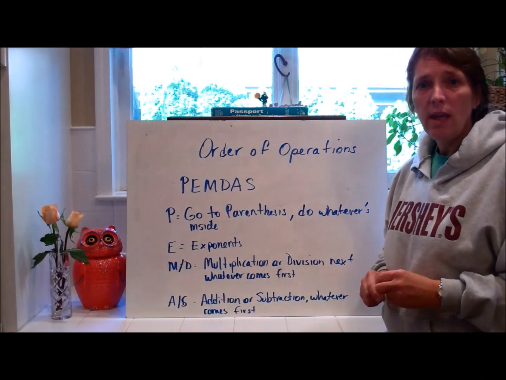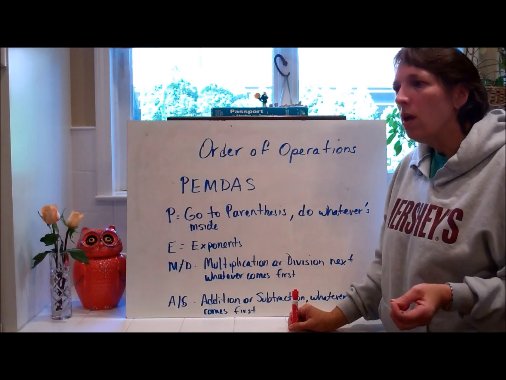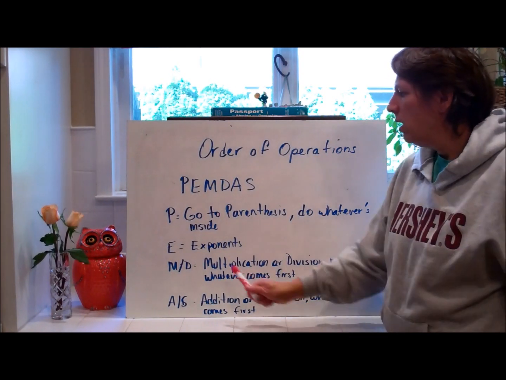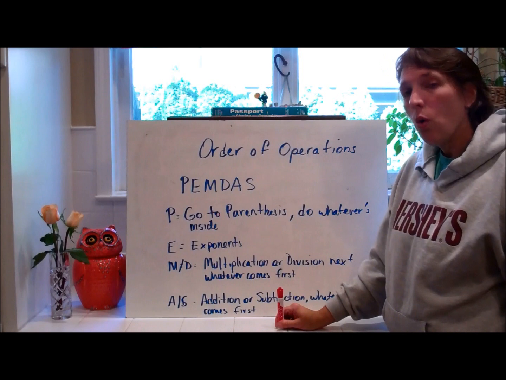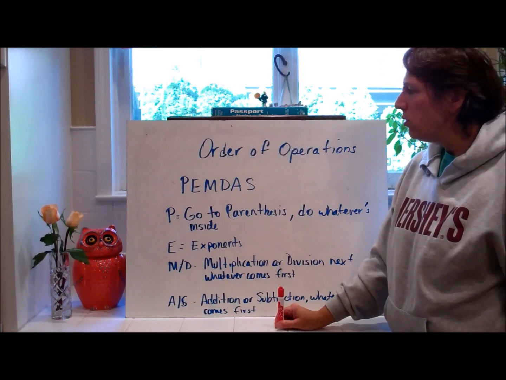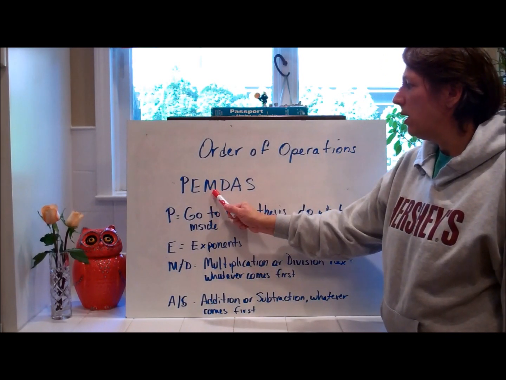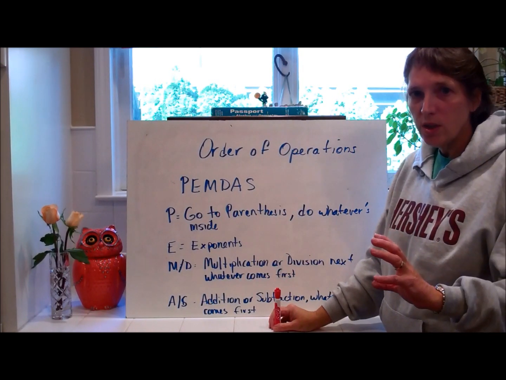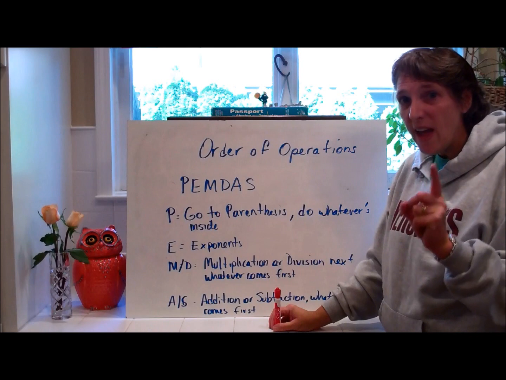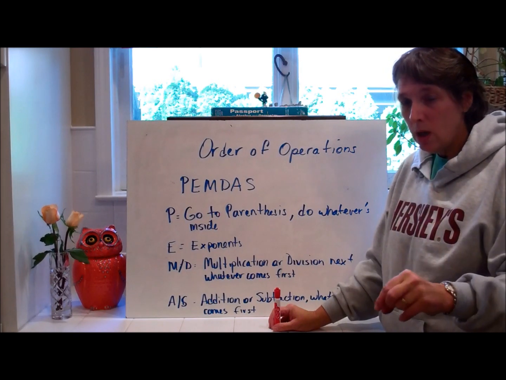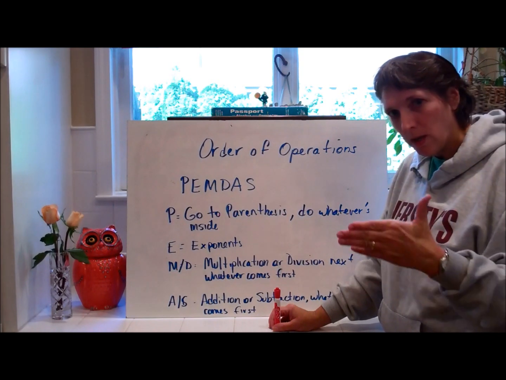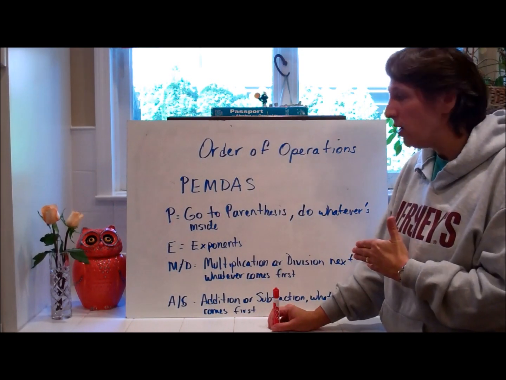Next, you would do the E, which is exponents. We're not doing those today. We're going to do those next lesson. Then you go to multiplication or division. Some students think because the multiplication comes before the division that wherever the multiplication is, you go and do that first. That's not true.